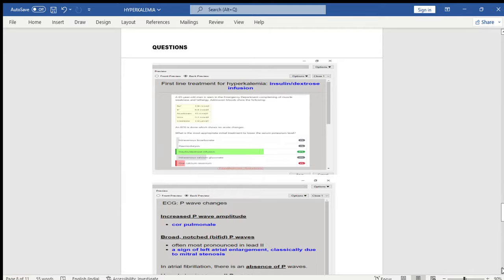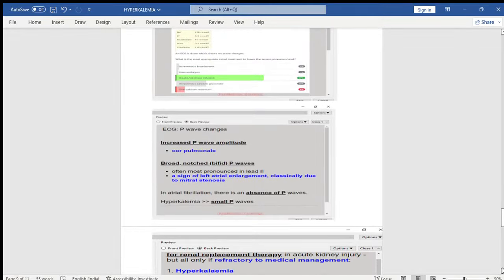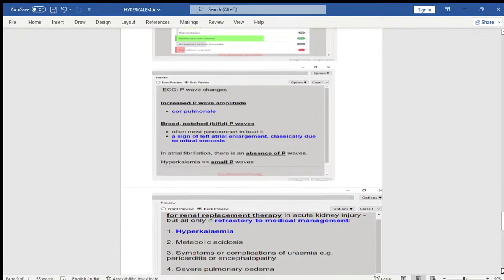The next question that we can get is based on the ECG changes, where you need to be able to differentiate the different kinds of P wave. Increased P wave amplitude occurs in cor pulmonale, whereas absence of P waves occurs in atrial fibrillation or even hyperkalemia. In hyperkalemia you have small or absent P waves, and a complete absence of P waves is seen in AF. Notched or broad P waves, often pronounced in lead 2, is a sign of left atrial enlargement. We will look at this when we do cardiac, so don't stress upon it too much. This is just for your information.